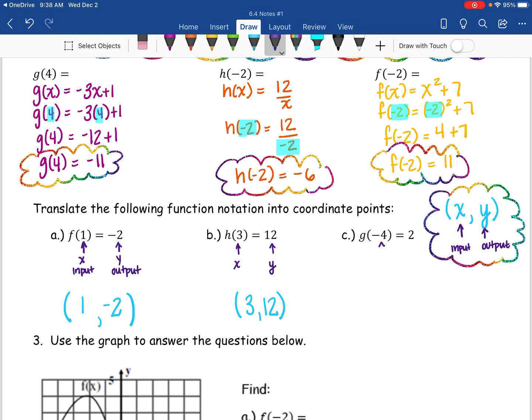g of -4 equals 2. Input is -4, output is 2. The ordered pair or the point is (-4, 2). So that's all you're being asked to do there, just to take that expression and write it as a point. This is important. You will be asked to graph things later on in the unit from function notation, so you need to really understand what represents x, what represents y.